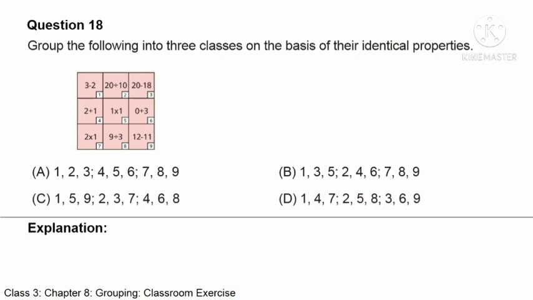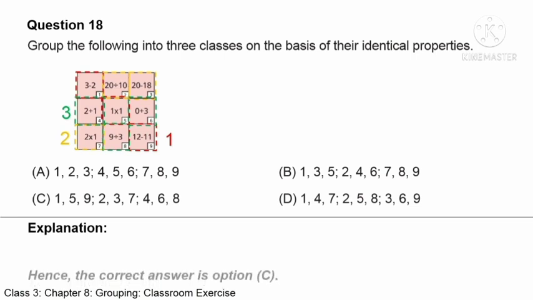Now grouping all the numbers whose result is 1, box number 1, 5 and 9. Now grouping all the numbers whose result is 2, box number 2, 3 and 7. Now grouping all the numbers whose result is 3, box number 4, 6 and 8. Thus, the answer is option C.